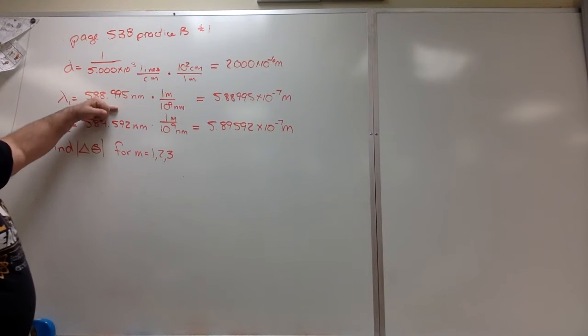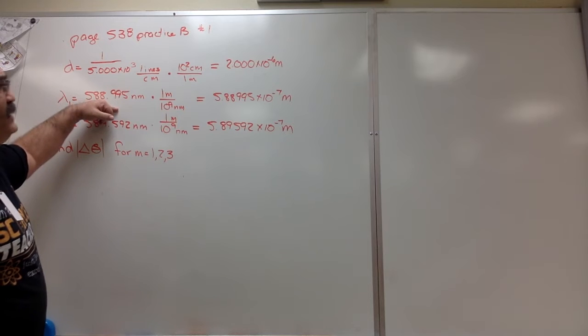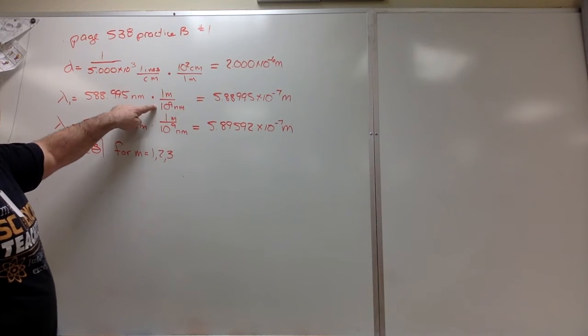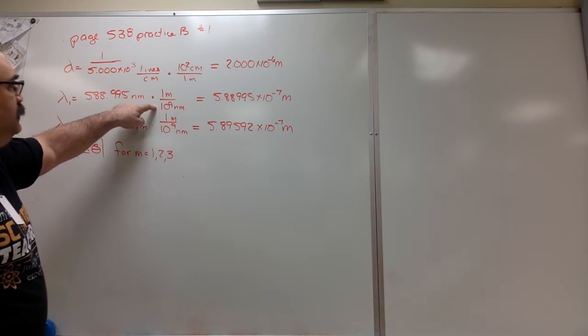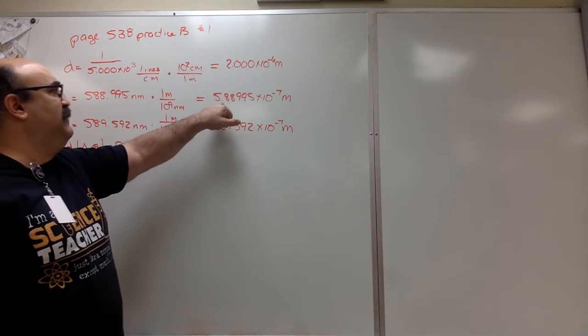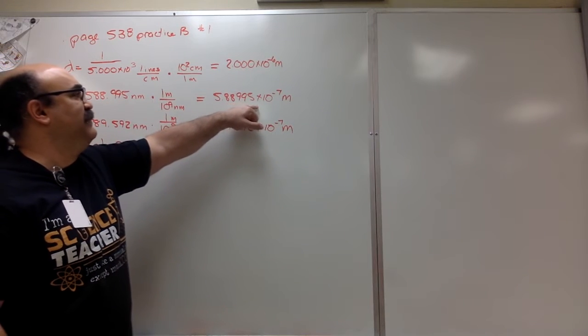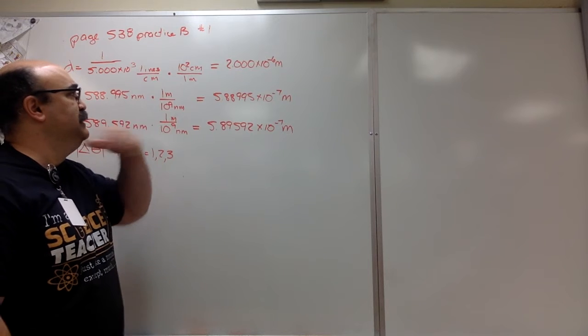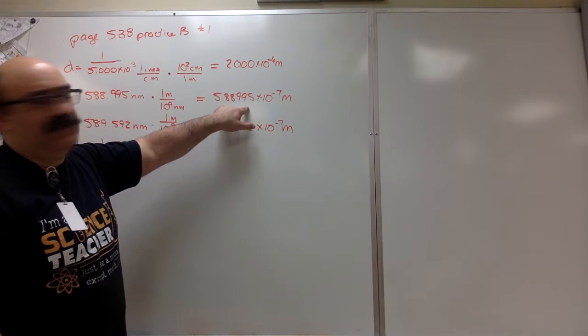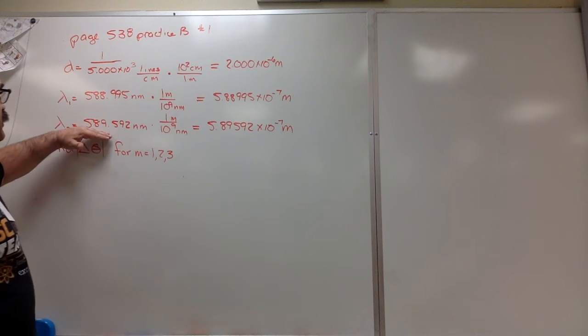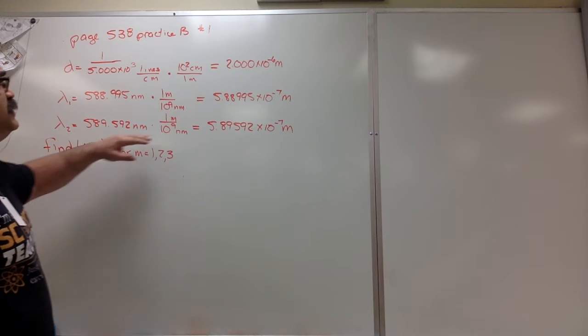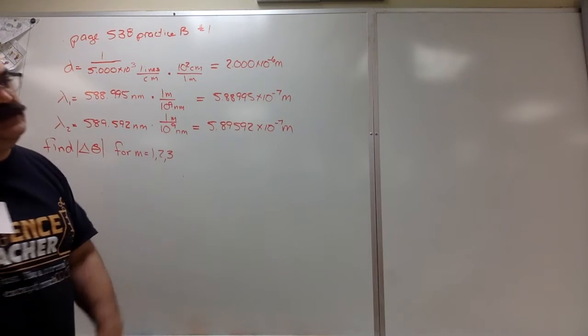Lambda 1 is given in nanometers, we need to change that to regular meters. Well, there are 10 to the 9 nanometers per meter. Changing that gives me 5.88995 times 10 to the minus 7 meters. Again, this one has 6 sig figs. Same thing with lambda 2. So these are the 2 different yellow lines in sodium.